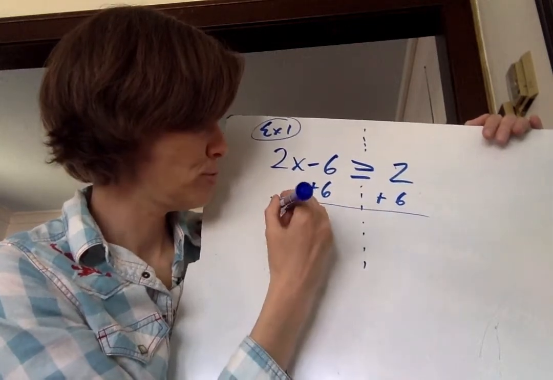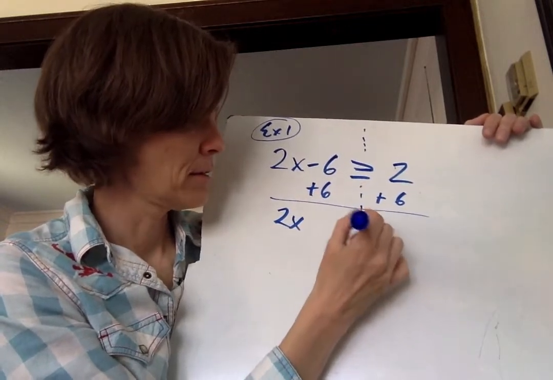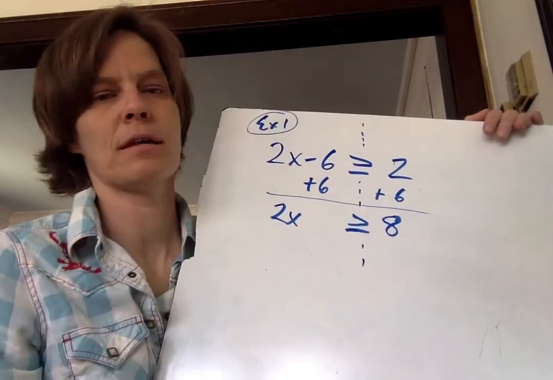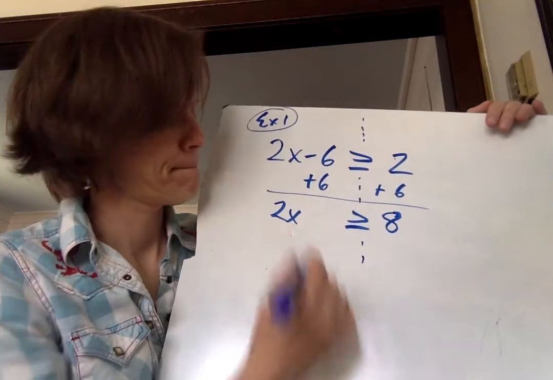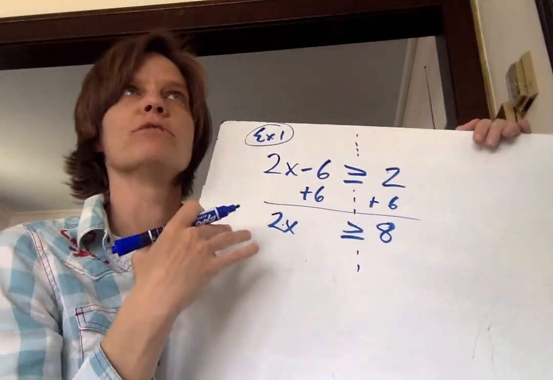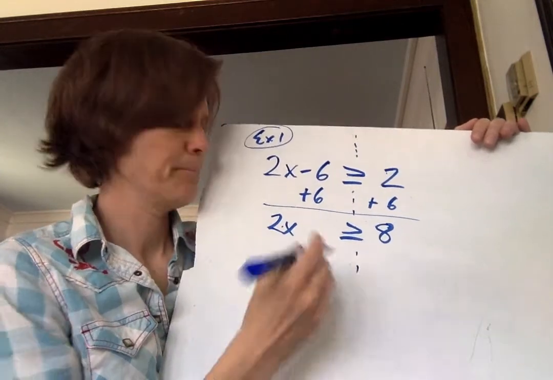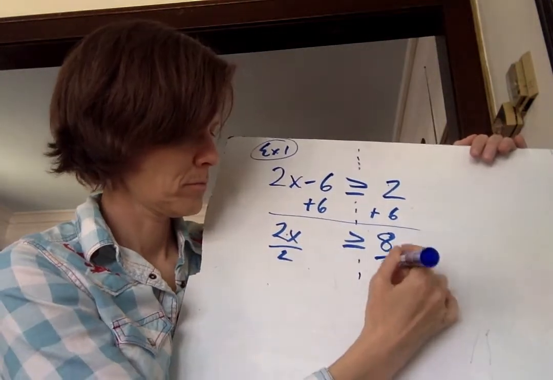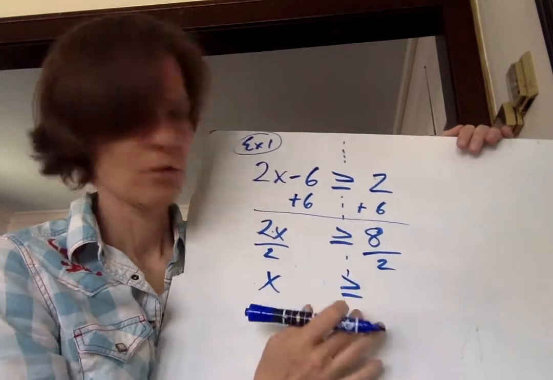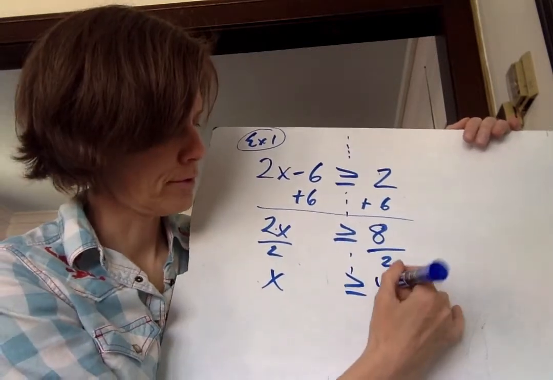So 2x is greater than or equal to 2 plus 6 is, survey says, 8. Okay? Multiplied by 2, so we need to divide by 2. And we get x greater than or equal to 4. Okay?